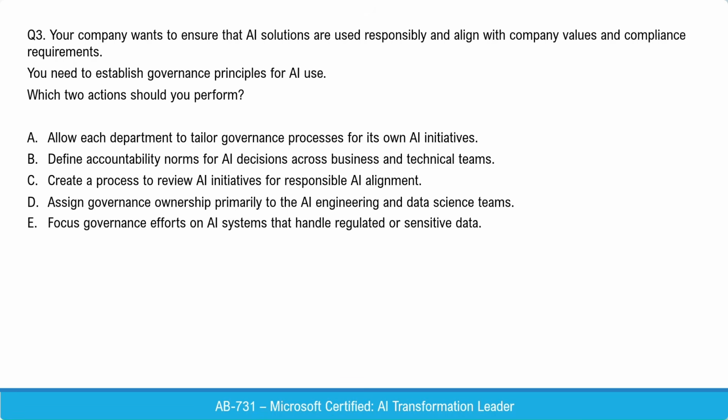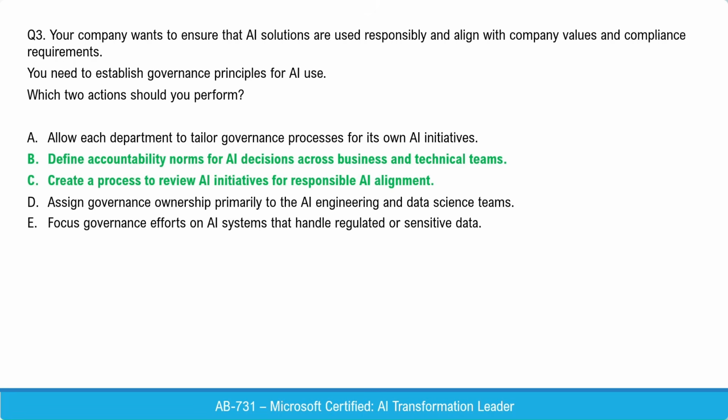And the correct answers are option B, define accountability norms for AI decisions across business and technical teams. And option C, create a process to review AI initiatives for responsible AI alignment. Let's understand why. See, the question is about establishing governance principles for responsible AI use across the organization.